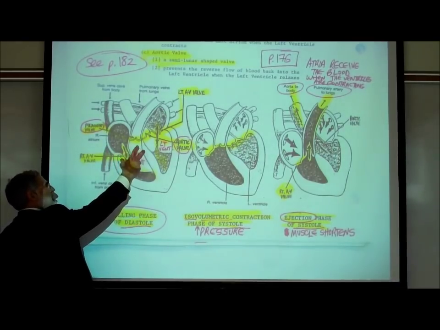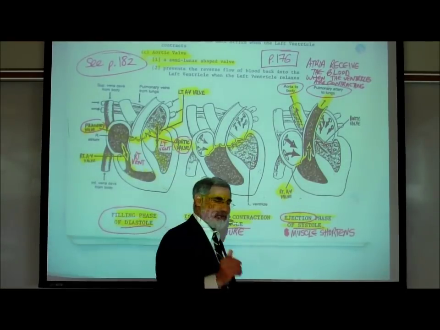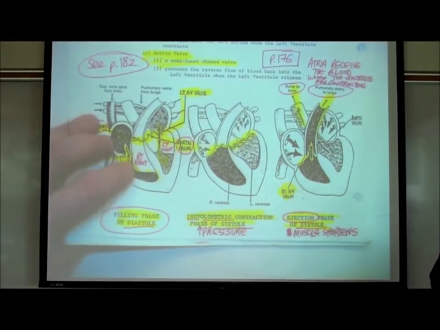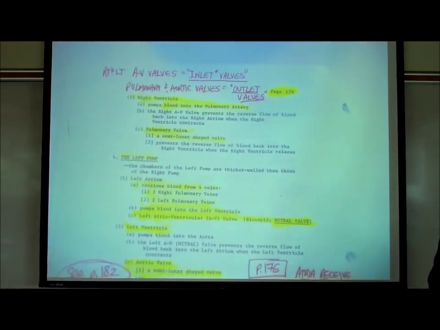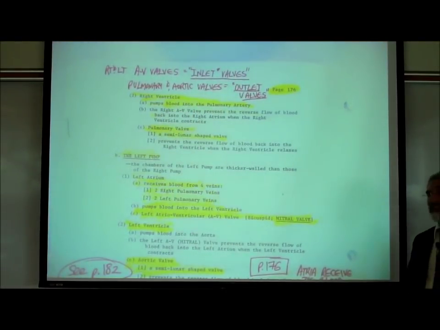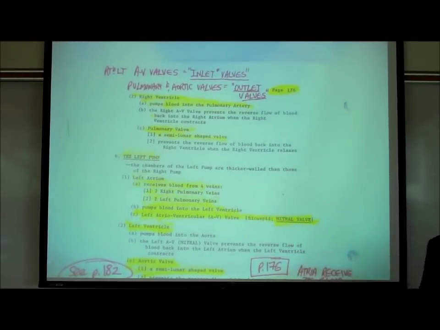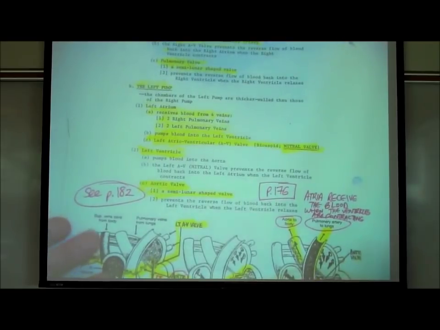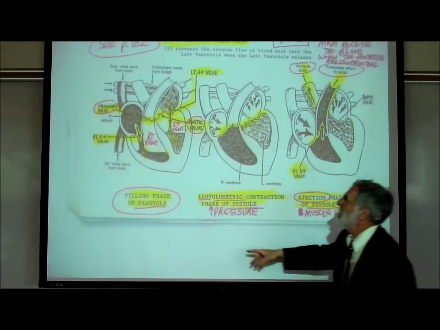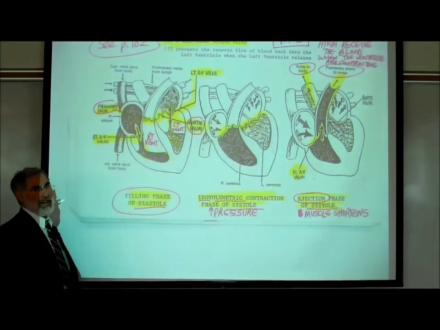So 2 of the 4 valves are called AV valves, atrioventricular valves, or I call them inlet valves. You'd say, when did you tell us that? At the top of the page. The AV valves are the inlet valves. Why are they called inlet? Because they allow blood to go into the ventricles when they're open. They allow blood to go in. And that's exactly what this picture on the lower left is showing on 176. The AV valves are both open and blood is flowing into the ventricles.